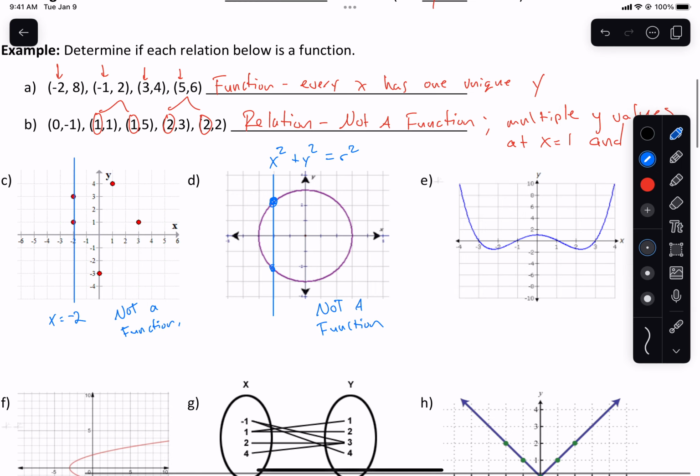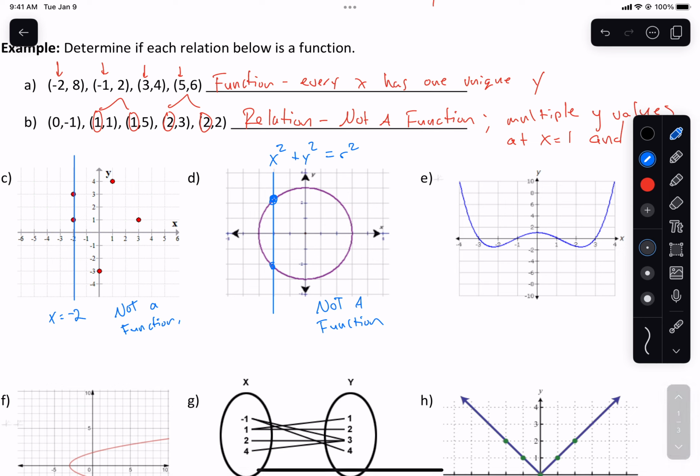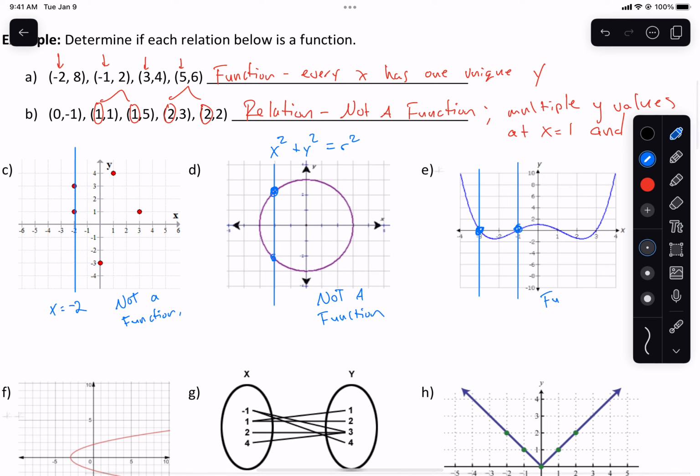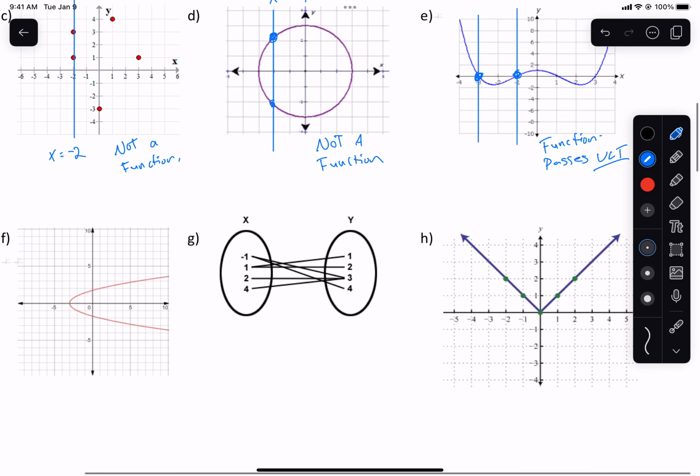Okay, what about this? We're not going to get into what that equation is, but is it a function? Yes, because it doesn't matter where I draw a vertical line on here. Anywhere along this graph, it only touches once. Okay, so this is a function. And we'll say it passes the vertical line test.